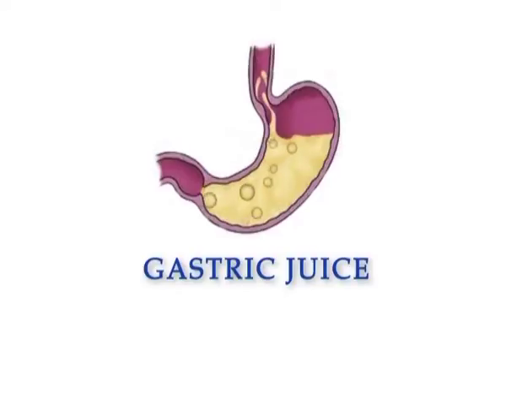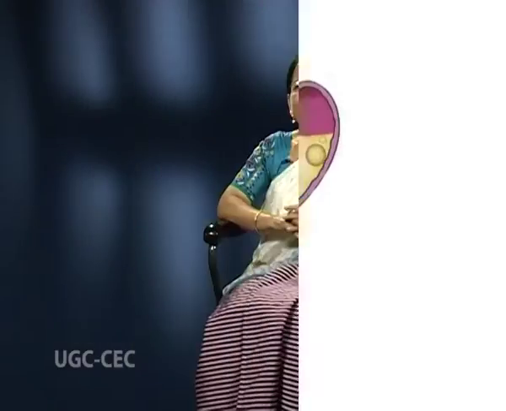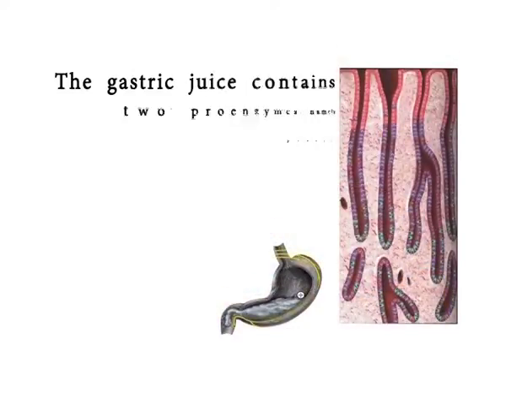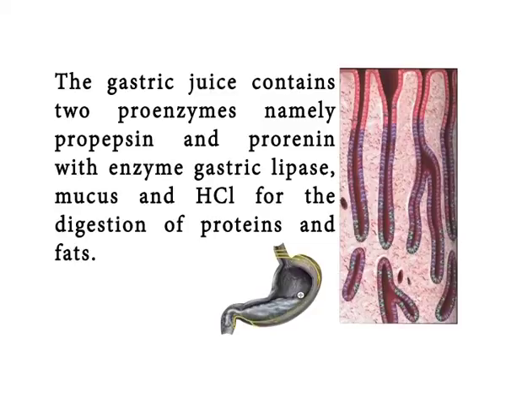Next comes gastric juice. The secretions of the cells of gastric glands form gastric juice with pH 2 to 3.7. About 2000 to 3000 ml of gastric juice is secreted per day. The gastric juice contains two proenzymes, namely propepsin and prorenin, with enzyme gastric lipase, mucus and hydrochloric acid for the digestion of proteins and fats.